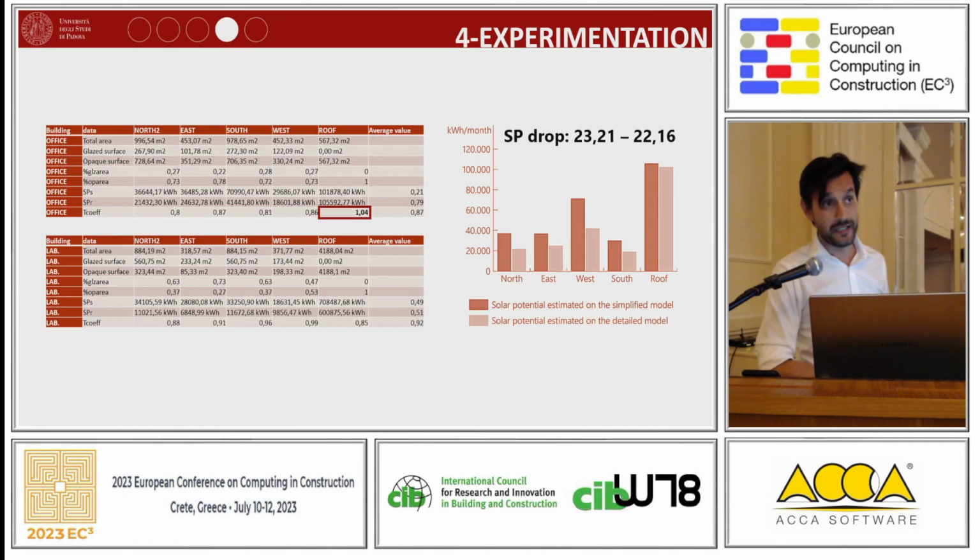So the result gives us a general solar potential drop of more or less 20%. But what is interesting, for example, if you take a look at the roof of the offices, we have an increase of the solar potential because it has a particular configuration that demonstrates the possibility, using unconventional installation approaches of photovoltaics, to generate more energy than what is estimated using the simple solar potential.